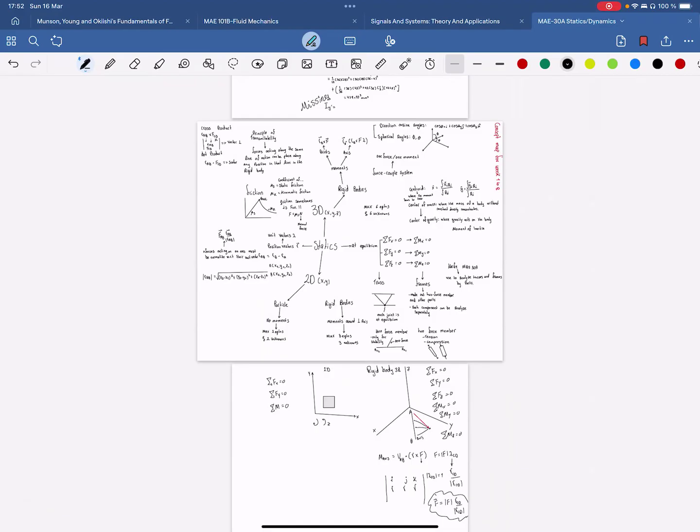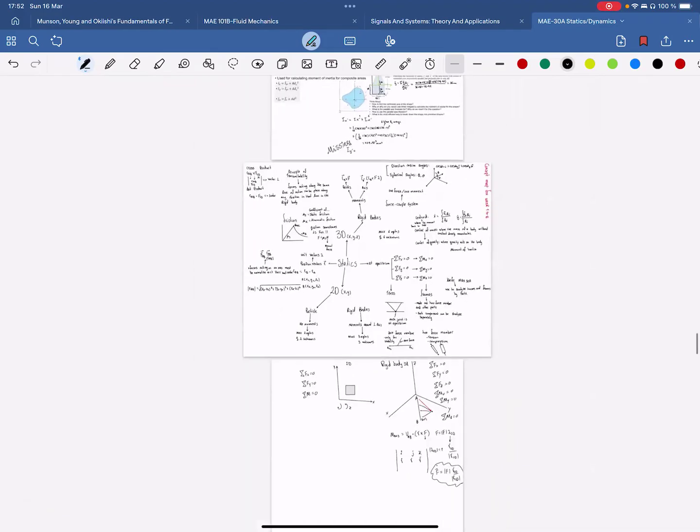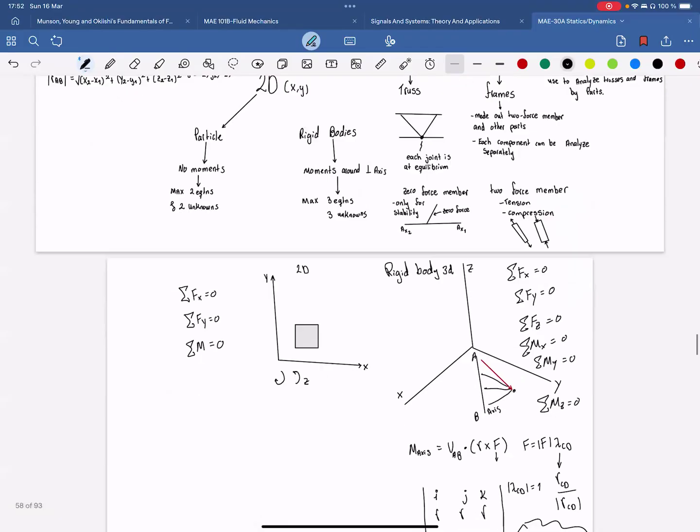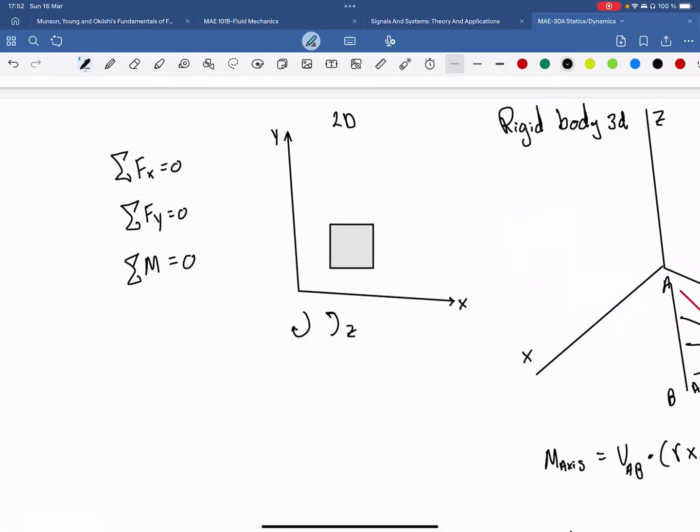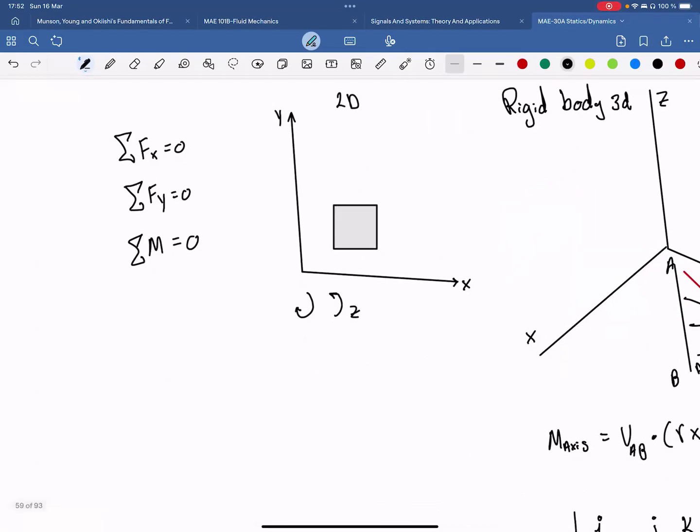Let's go to that moment as well. I presented moment. Oh, well, I think I didn't clarify. I think I did, but I just want to mention it again. For a 2D problem, a moment is just about rigid bodies.